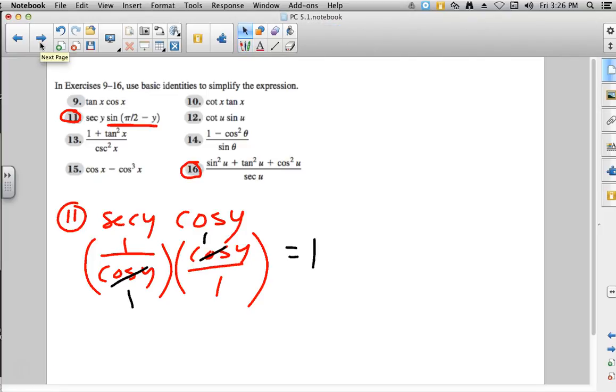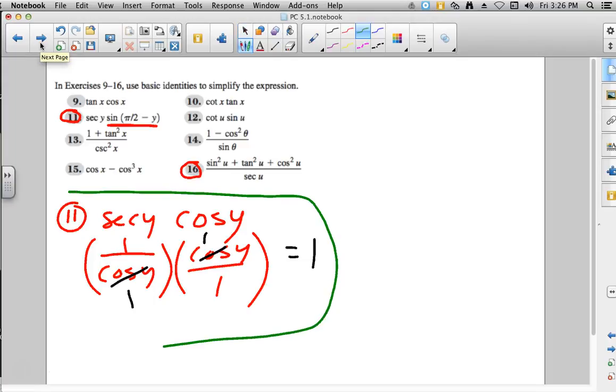So the first thing you use is the fact that you have a cofunction. And then the second thing you do is notice, hey, now that I have cosine, I should rewrite secant as something with cosine and see what happens. And what happens is pretty doggone quick.